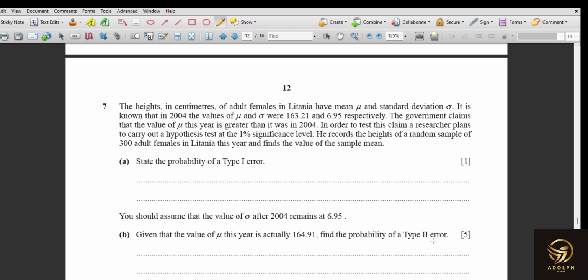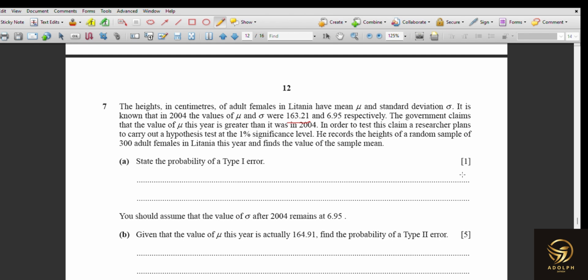We are going to solve the last problem of this paper. The heights in centimeters of adult females in Lithuania have mean mu and standard deviation sigma. It is known that in 2004 the values of mu and sigma were 163.21 and then variance is 6.95 respectively.